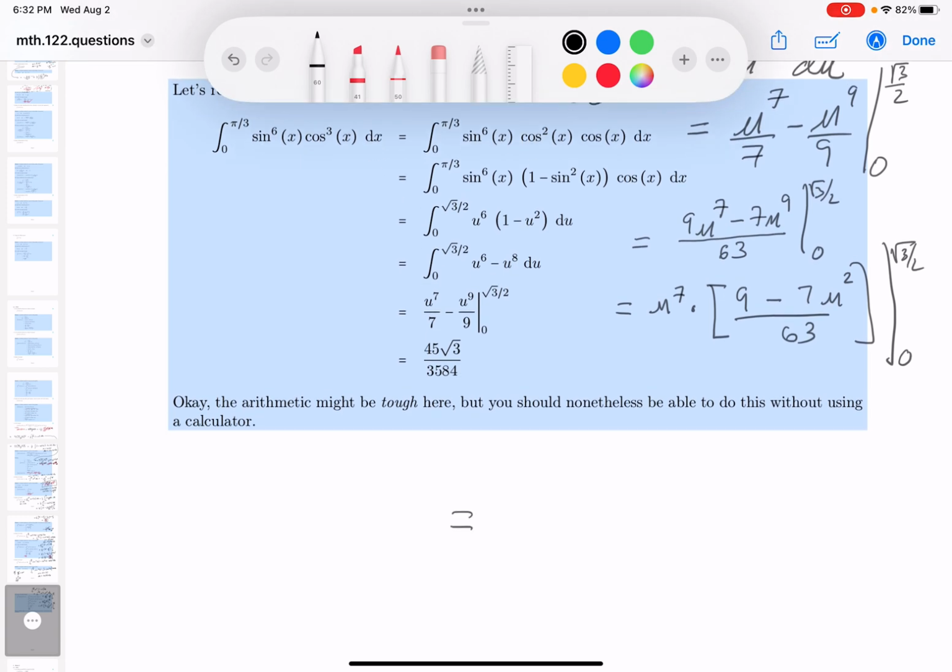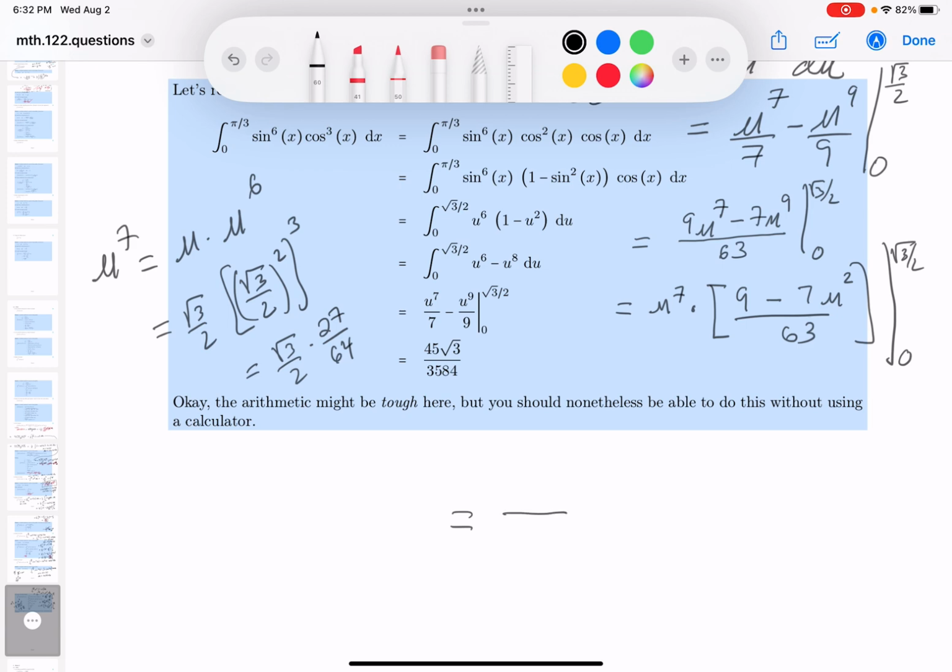Well, I still got to do the arithmetic. And u to the 7th, I'll write this over here, is actually u to the 6 times u. What's u? Well, the upper limit is root 3 over 2. And I'm going to write this as root 3 over 2 squared, cubed. Root 3 squared is 3, and 3 cubed is 27. Let me make sure I said that right. Yeah, I said that right. 2 squared is 4, and 4 cubed is 64. So what do I get? I get 27 root 3 over 128. Boy, that's tough. I get 63 here.